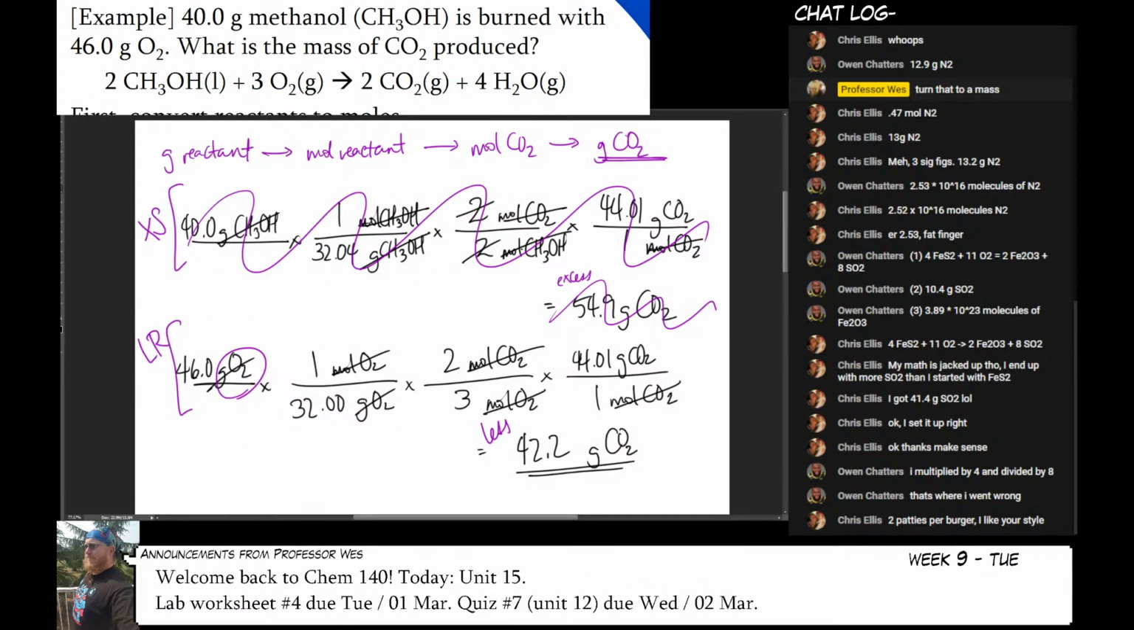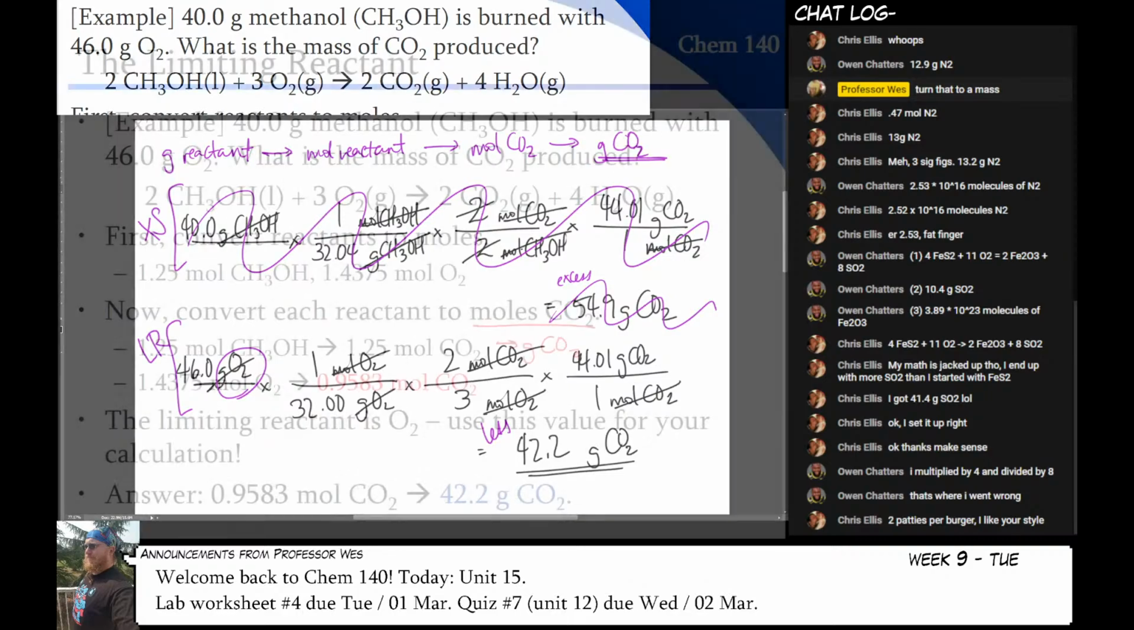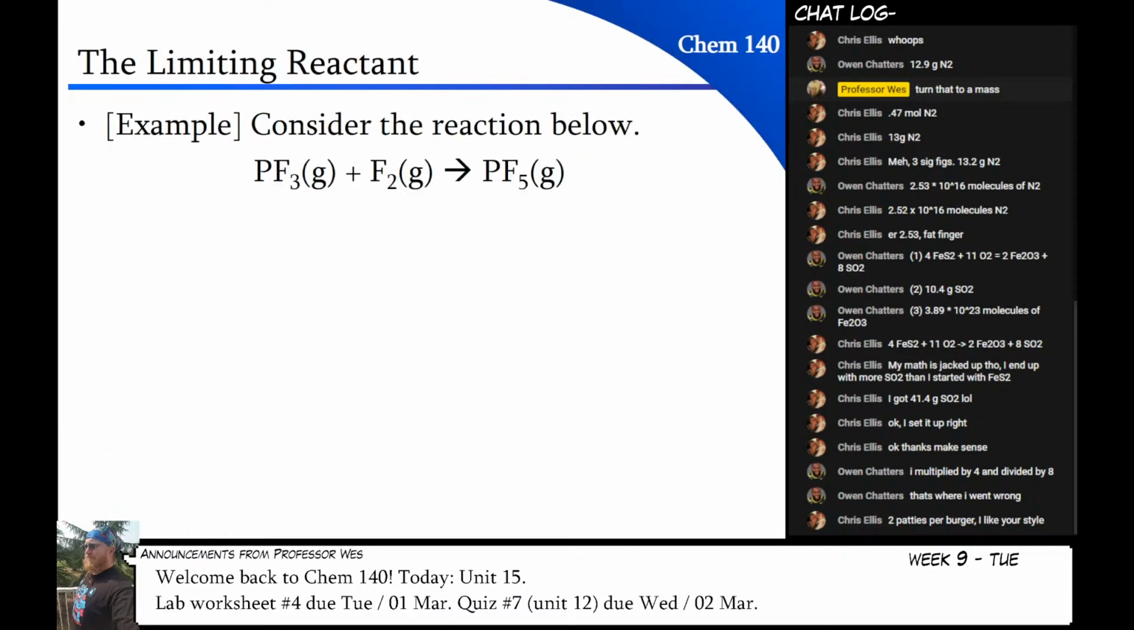And I need to go and actually fix my slides. But I think this is also consistent with the workbook, for what it's worth. So you can do it either way. It's up to you.